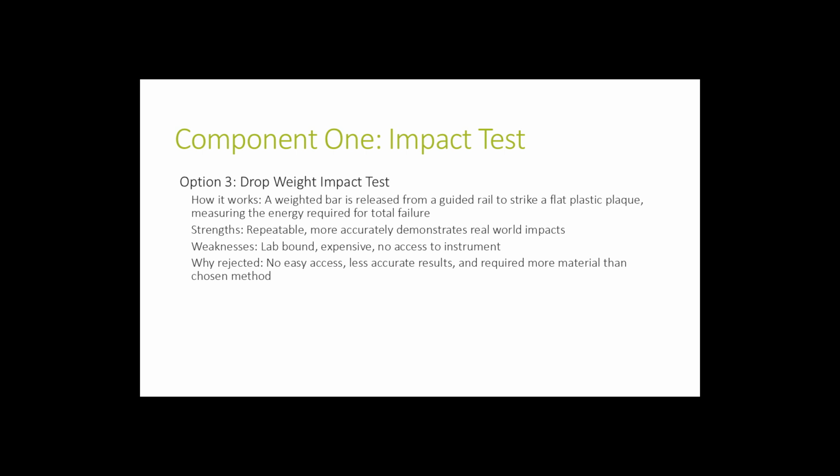Our third option was the drop weight impact test. It works by releasing a weighted bar on a guided rail to strike a flat plastic plaque, measuring the energy required for total failure. Its strengths are that it is repeatable and more accurately demonstrates real-world impacts, but its weaknesses are that it is lab-bound, expensive, there is no easy access to the instrument, and it requires more material. That is the reason why we rejected it.